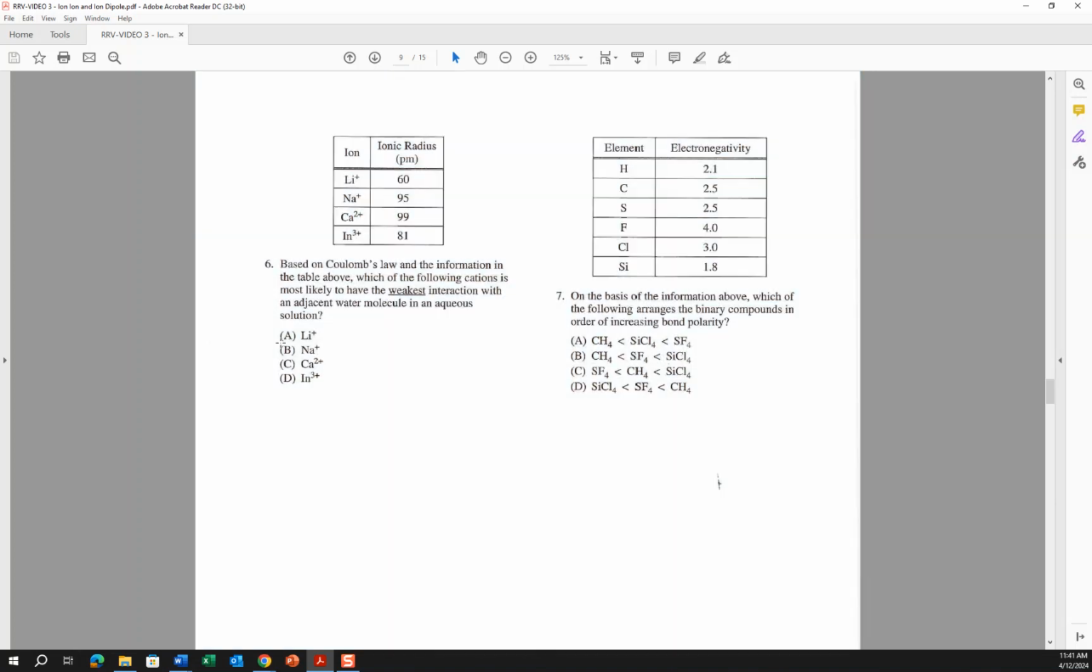Notice here, we do have an electronegativity chart, but it's strictly talking about covalent compounds and their polarity. So that's when you bring in electronegativity. Don't bring it in when you're talking about ions. Okay. So again, for weakest, you're looking for the larger ions with the lower charge.